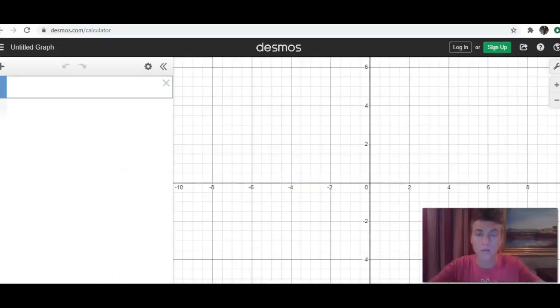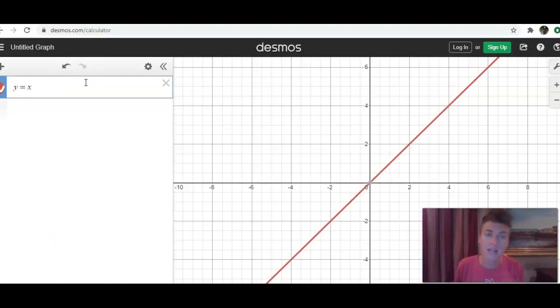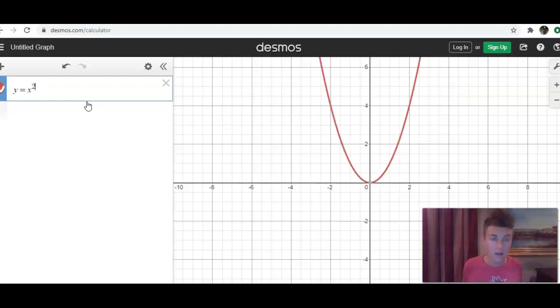Okay, so we said the first one was y equals x. I'll type it in the box. Y equals x. What is that? That's a line. So all I want you to do right now is sketch that graph on your paper. Cool, that's your linear function. Now we're going to talk about y equals x squared. That's our good friend, the parabola. That's a quadratic. You've been knowing that for a minute.